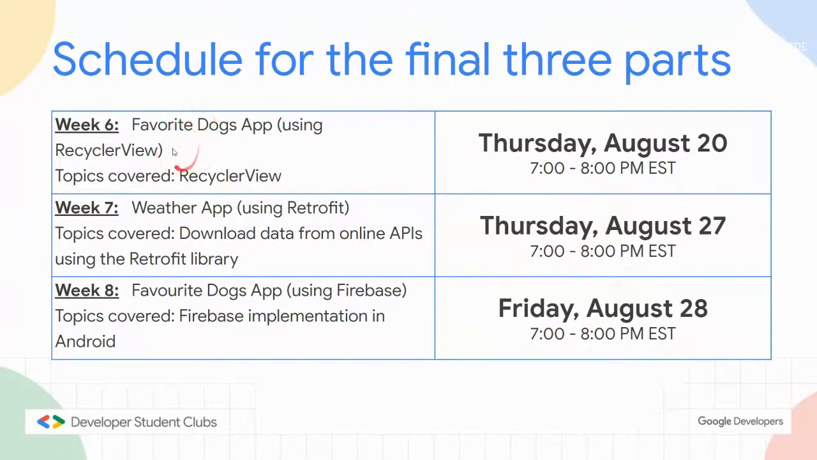We created the favorite dogs app, the same one, but without live data. So we focused on recycler views, and then we did a weather app yesterday, which was pretty exciting, using Retrofit. So we downloaded data from the internet, and today is our last session using Firebase. We're going to create our favorite dogs app.